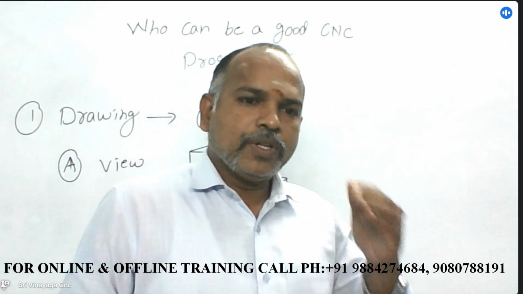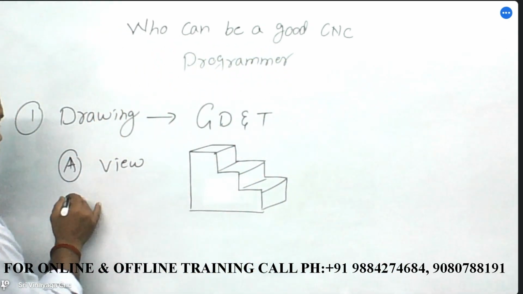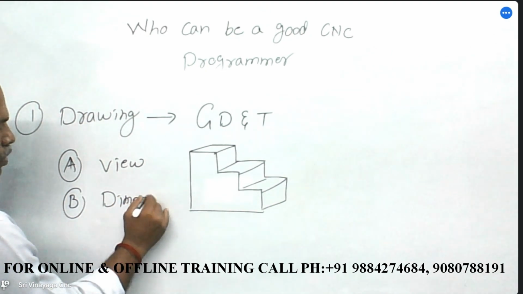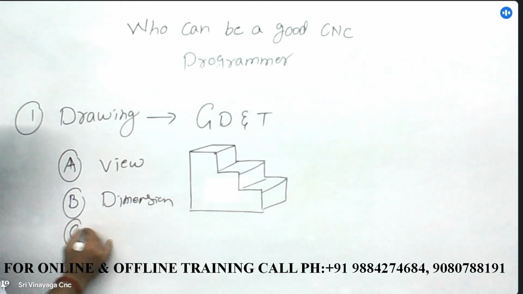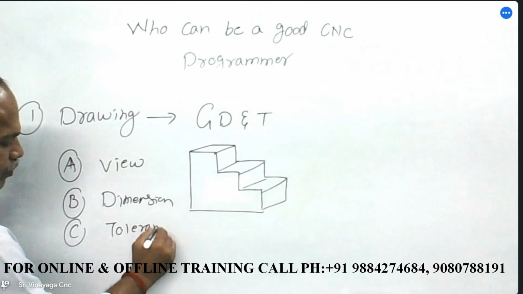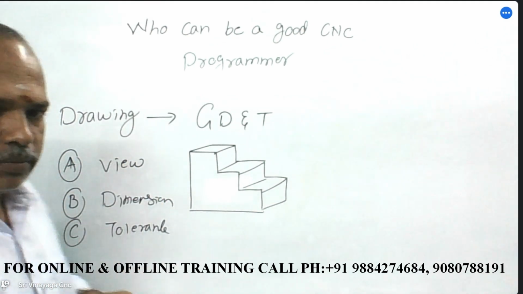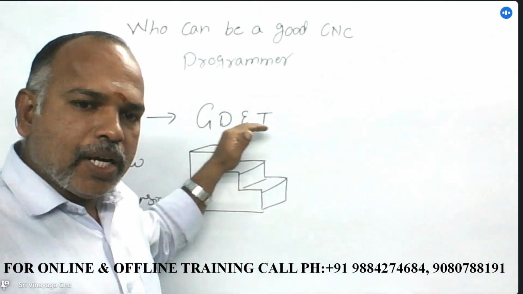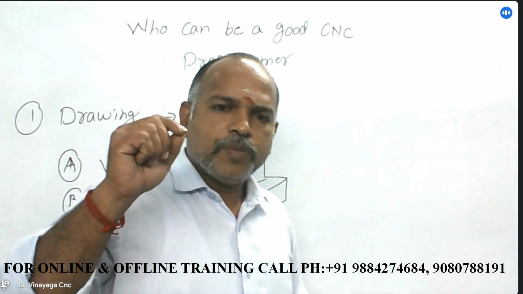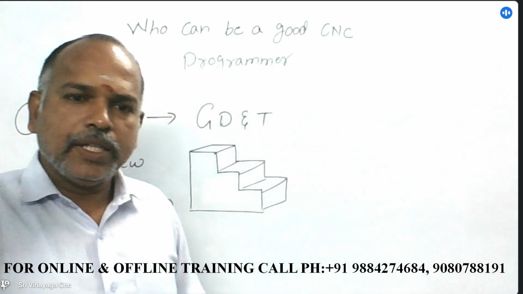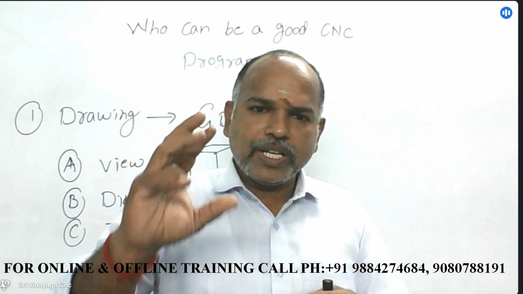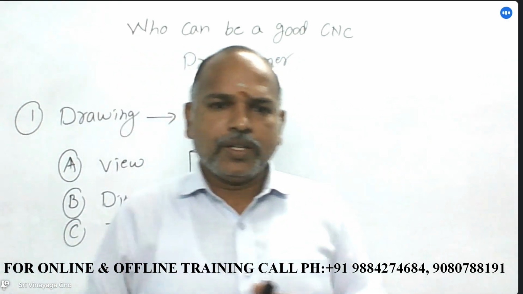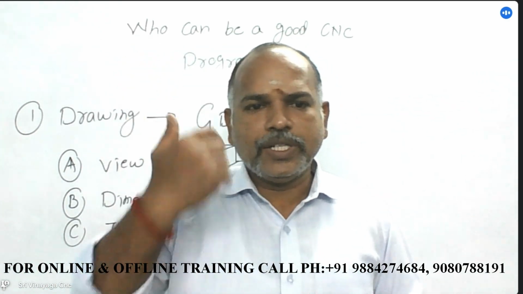Okay, these are the views, A. B, we should know about the dimension. C, tolerance. That is GD&T: geometry, dimension and tolerance. We should know what is the meaning of G, what is the meaning of D and then T. The next class I will explain about that. Yes, Udaya Kumar? Okay. Tomorrow's class I will explain about this GD and T.